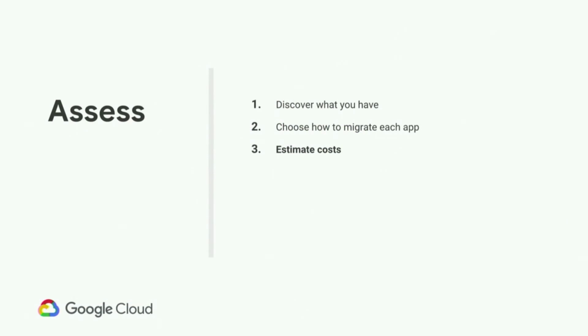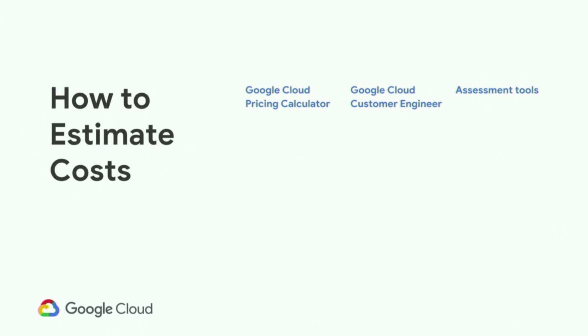So let's just focus here on a simple lift and shift migration. Next step, once you determine how you're going to migrate the app to cloud, is figuring out what it's going to cost. There are 3 ways to do that. First is using the Google Cloud Pricing Calculator. This is a calculator available on our website where you can enter in the shape of the machine, the number of cores, the amount of memory, the size of the disks, and we can tell you what that would cost to run in Google Cloud.